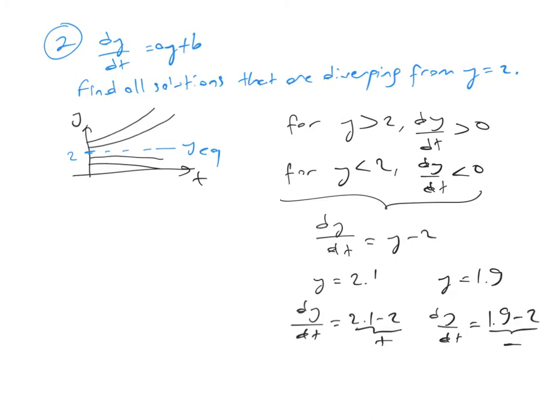As it is seen from here, for the y values that are bigger than the equilibrium point, the first derivative is positive. And for the y values that are smaller than the equilibrium point, the first derivative is negative. So our conditions are met.